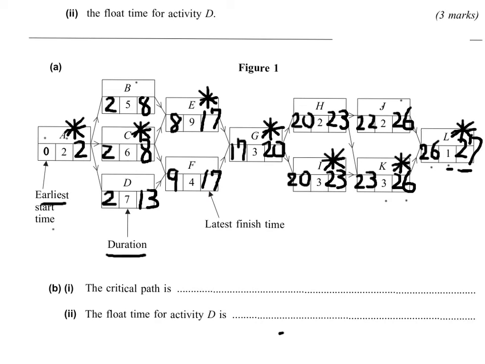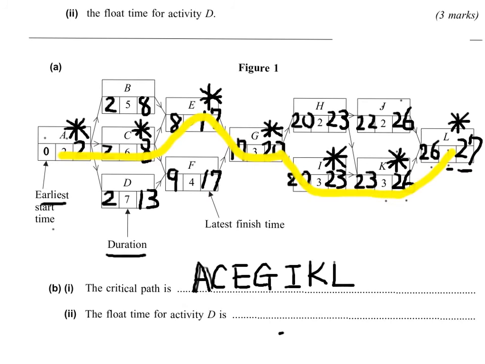I have now marked all the critical activities with stars, so let's find the critical path. The critical path follows critical activities, but it mustn't have any break in the middle. It has to flow from the beginning till the end seamlessly. So you would have a path like this. The critical path for this question is A, C, E, G, I, K, L.